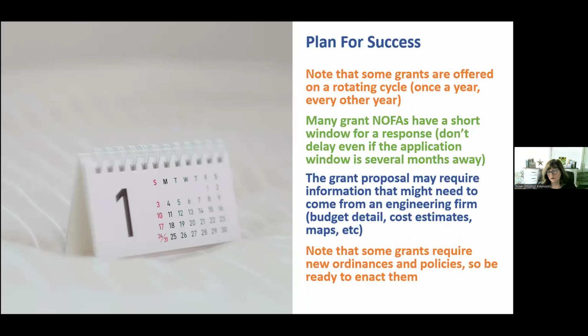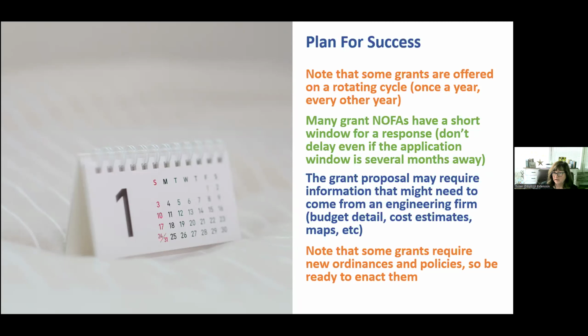Note that some grants are on a rotating cycle. Maybe they come up only once a year or every other year. Certainly be aware of that time frame and be prepared to respond when that NOFO does come out, because many grant NOFOs do have a very short window for response. But even if the application does have a long response, you think, hey, I've got 3 months to do this. Don't let time get away from you, because it really isn't in your best interest to try to be preparing a grant application 2 to 3 days before it's due.